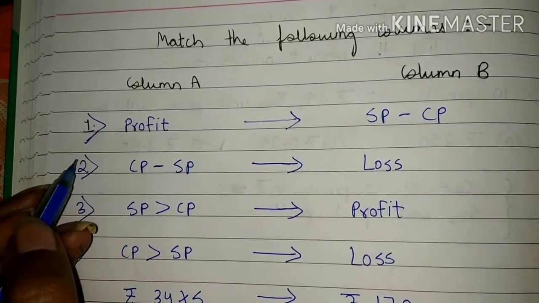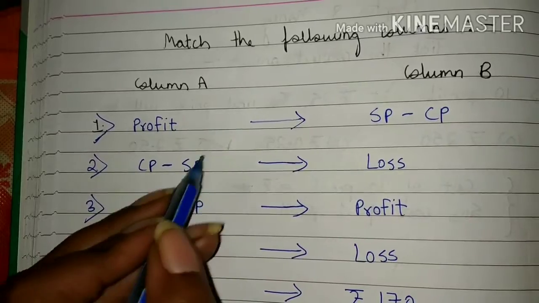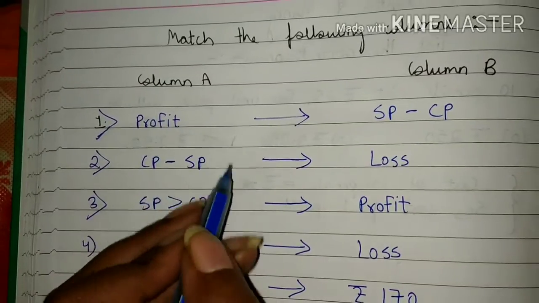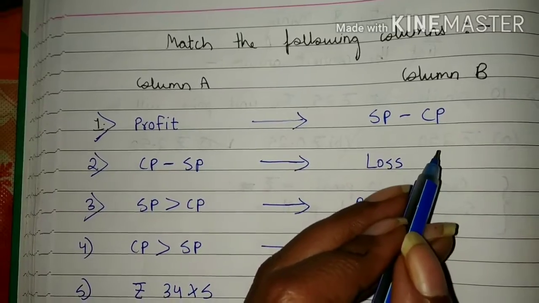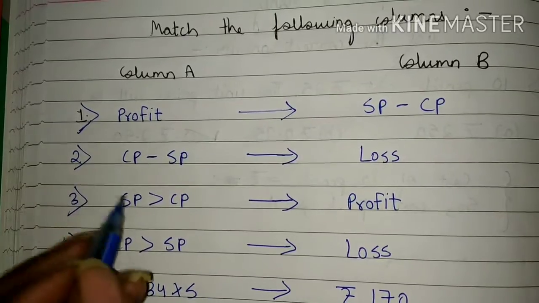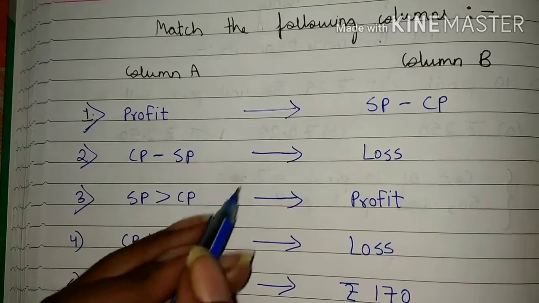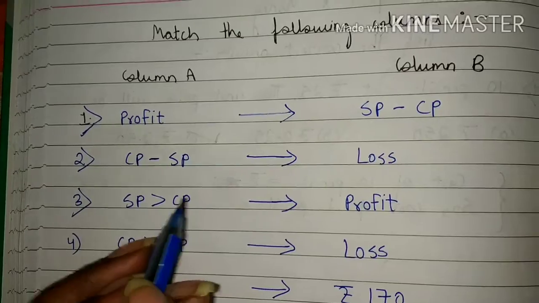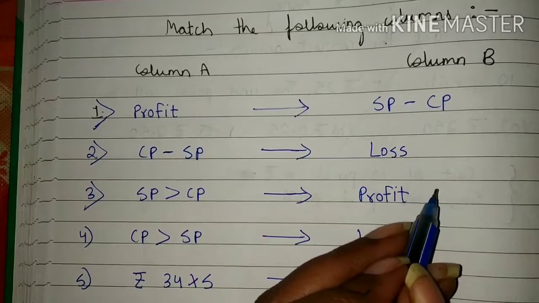Students, now come to second question. Cost price minus selling price is what? Students, cost price minus selling price is the formula of loss. So, loss is the correct answer. Students, now come to third question. Selling price is greater than cost price is what? Students, if selling price is greater than cost price, then there is a profit. So students, profit is the correct answer.